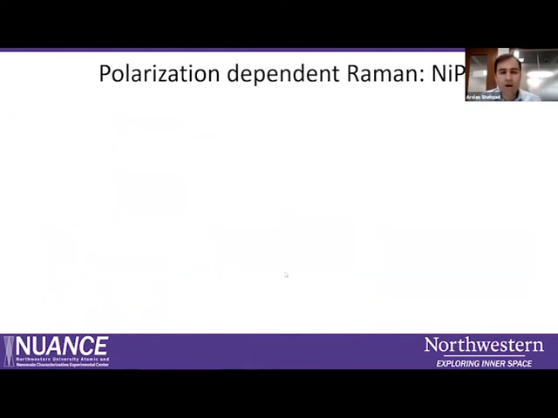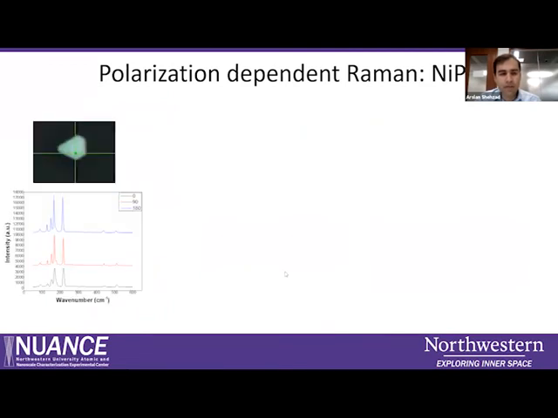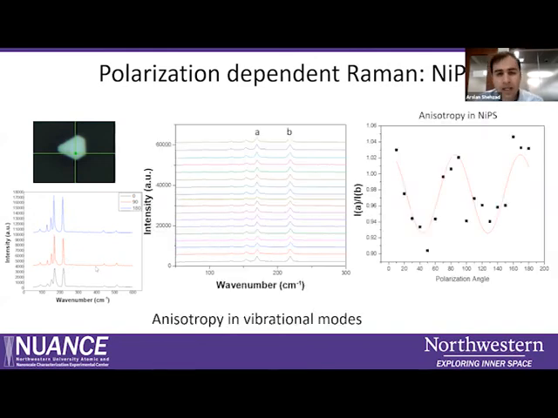We have utilized the same concept in one of the examples of NiPS, where, if you look very carefully at these two peaks here, you can see there was a change when you simply change the polarizer angle on this material. This confirmed that the system has an anisotropy. We then did an analysis where we changed the polarizer angle of the incident laser, and we determined that there is an anisotropy present in these two modes of this material.